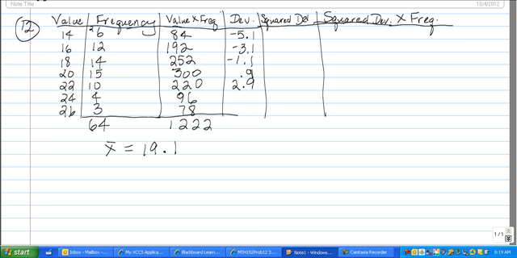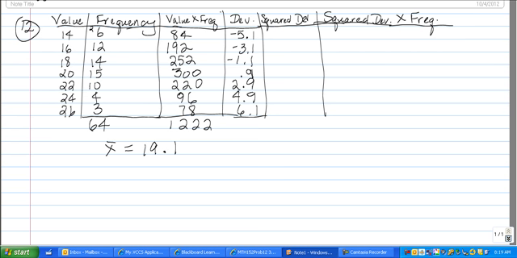Okay, 24, too early in the morning to be thinking. 24 minus 19.1 is 4.9. 26 minus 19.1 gives us 6.1. So now we have to square our deviation since we're still working to find the standard deviation as well as the range.